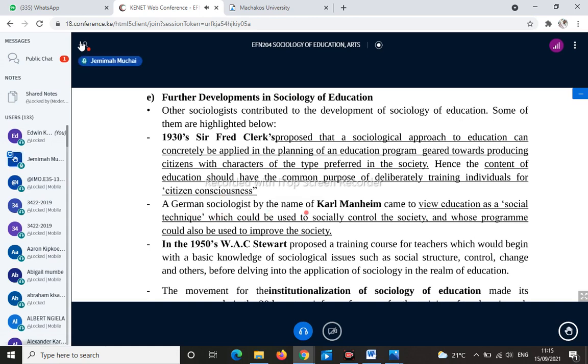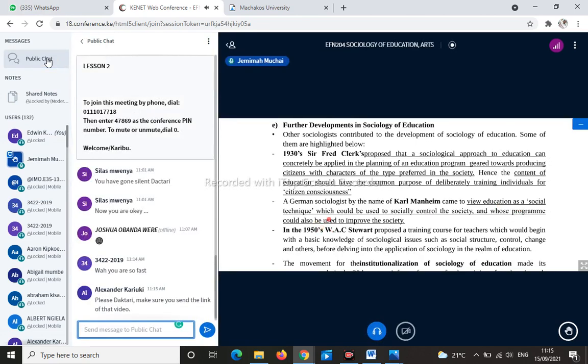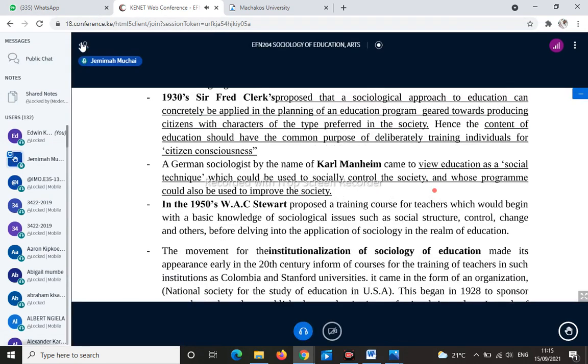A German sociologist by the name Karl Mannheim came to view education as a social technique which could be used to socially control the society and whose program could also be used to improve the society. So when we talk of control, it means that people will know what is to be done or what should not be done in the society. That is control. Enabling people to live in such a way that they do not disturb others or go against the social norm. That is control.